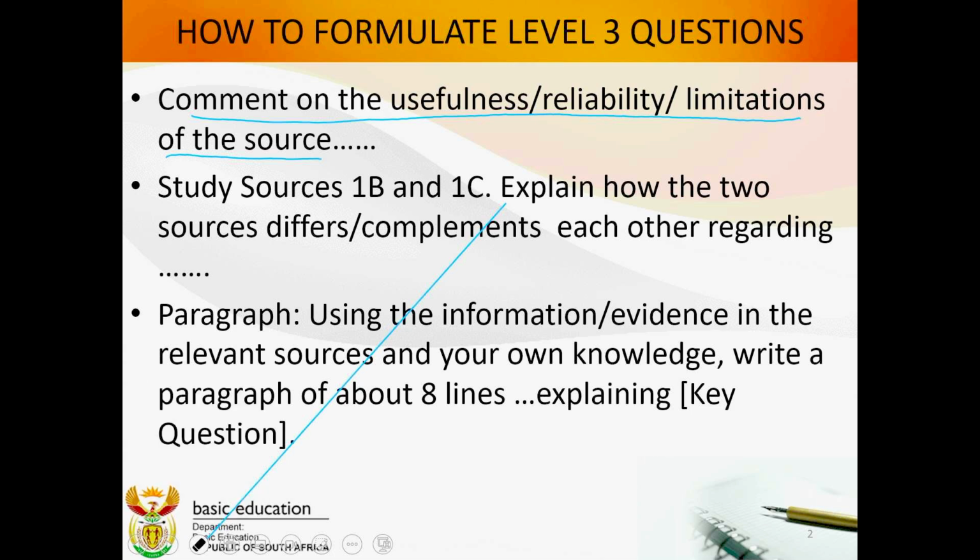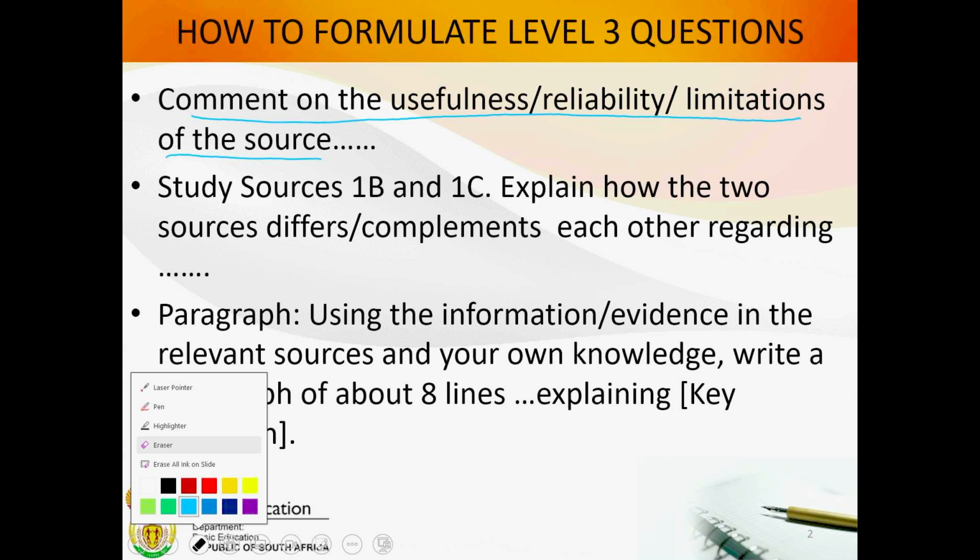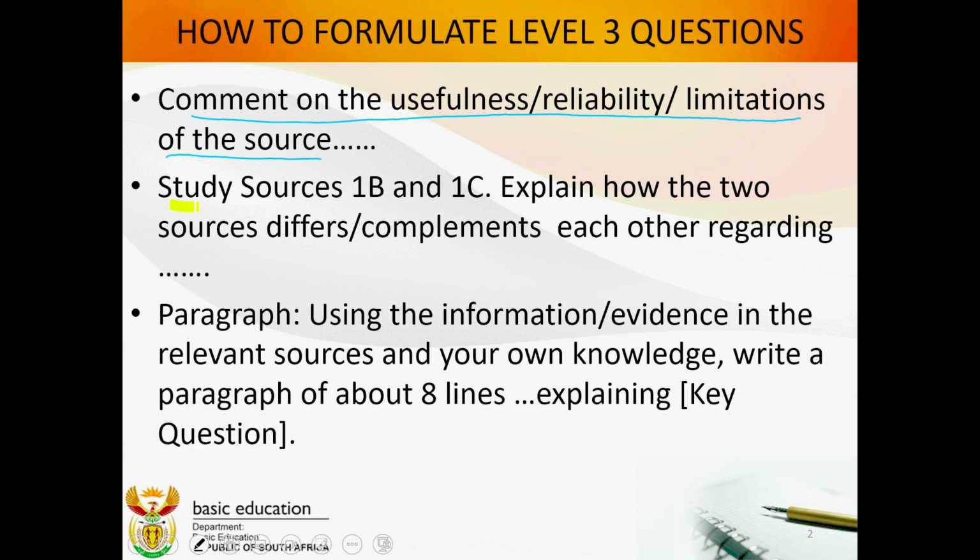So we know that here we are dealing now with level 3 questions. I'm just going to highlight this. Study sources 1b and 1c. Explain how the 2 sources differ or they complement each other regarding the successes of the Marshall Plan. Is 2 times 2, 4 marks. Always a source-based question. It ends up with a paragraph question.